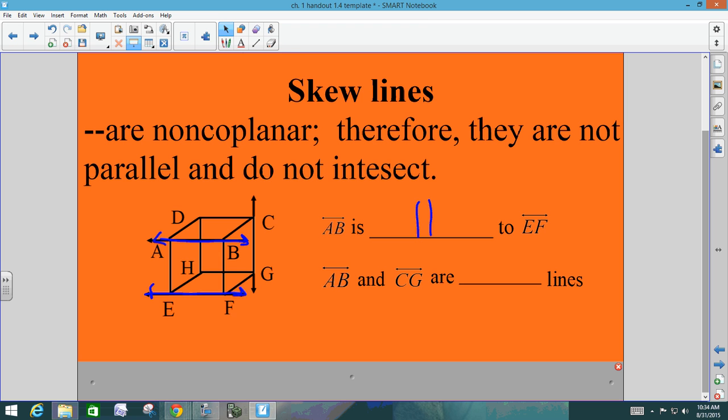How about line AB and line CG? Skew. Those are skew lines. Definitely not parallel, horizontal versus vertical, but they're also not going to hit each other, because one's in the front of the room and the other one's in the back corner of the room. All right.